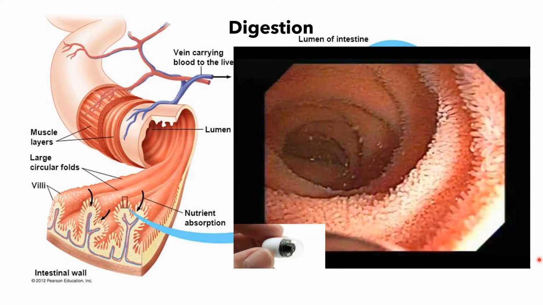Now here we can see a pill that can be swallowed that has a camera attached to it that will allow doctors to visualize the inside of your small intestine. And so this is going to be important because as we can see here, the villi that we see lining this tissue, this is all sensitive tissue that can become inflamed in inflammatory bowel diseases.